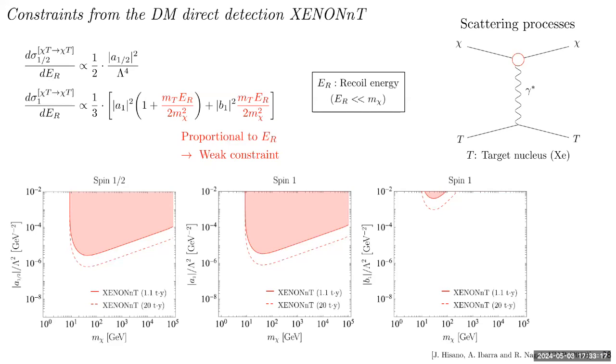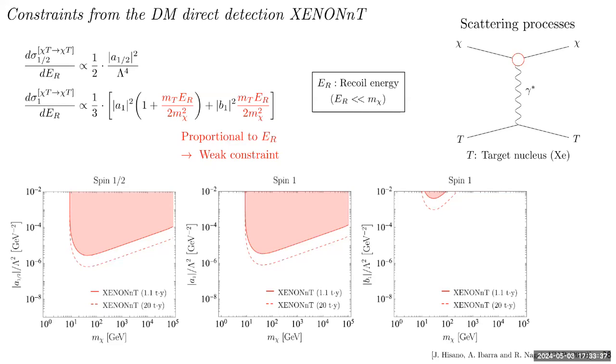But in the case of B1, there is only this term, which is very much smaller than 1. Because of this fact, we can observe that the constraint for the B1 case is much weaker than the other cases.